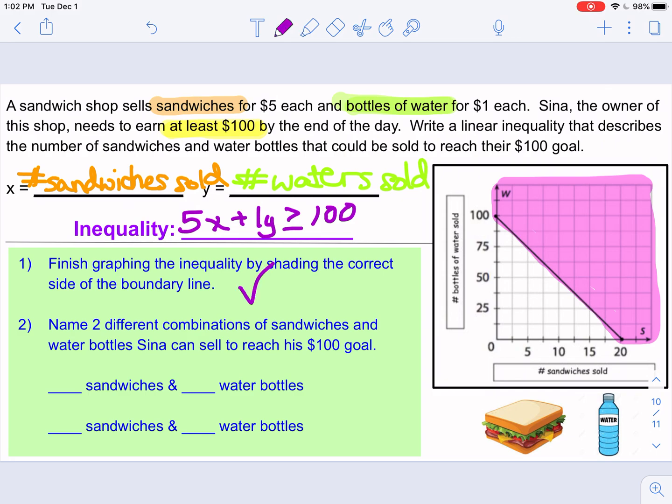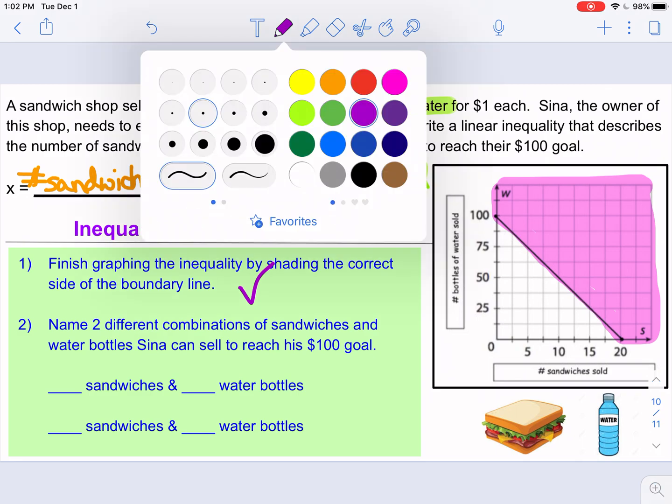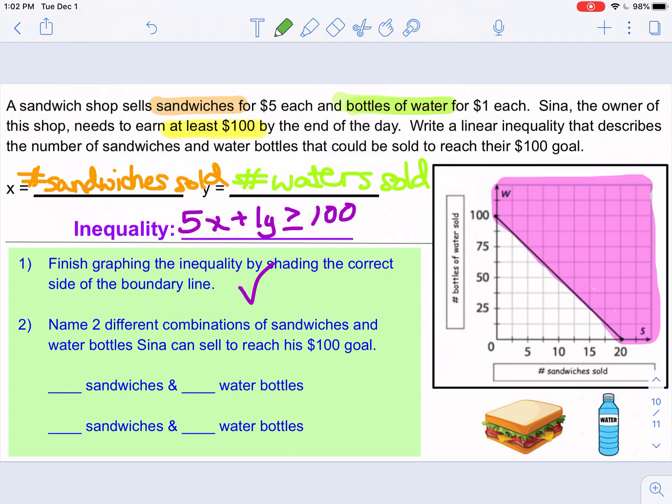Name two different combinations of sandwiches and water bottles Sienna can sell to reach her $100 goal. So there's many things that we can select from here. I can choose something exactly on the line. So I can choose 10 sandwiches and 50 water bottles, for example, or I can choose maybe 20 sandwiches and 75 water bottles. These are just two examples of combinations that you can select.